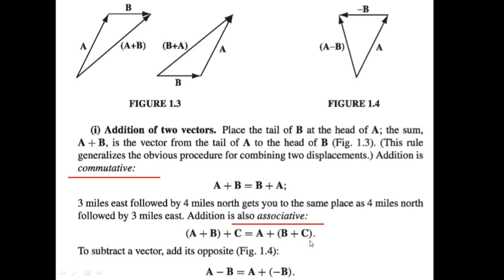So it also remains unaltered, and that is the property referred to in the case of addition. So addition of two vectors is also having a property that it is associative.